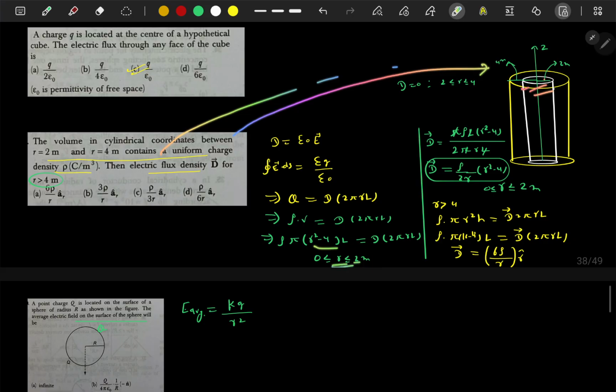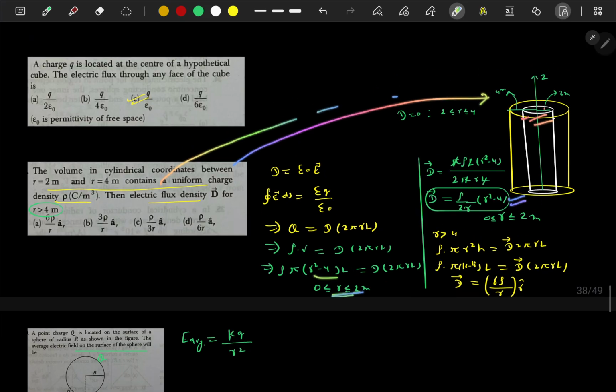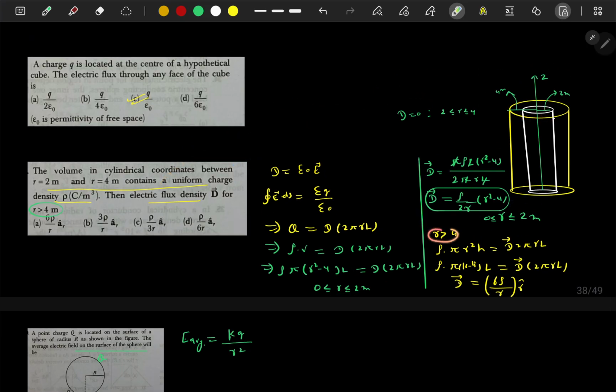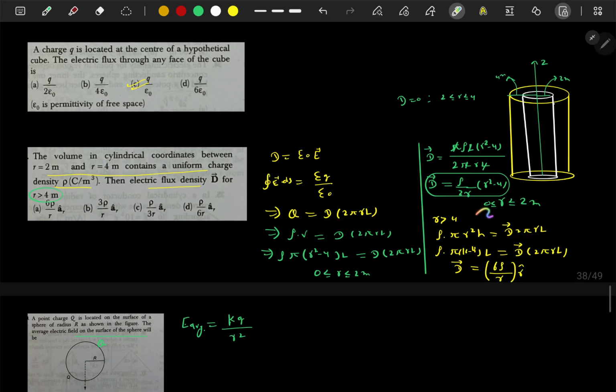So when you put this for 0 to 2 meter, you are having the exact answer like this. But the question is asking about the distance of a point which is situated at r greater than 4. So how will you calculate for this point? Just repeat this process, rho into pi r square h into d into 2 pi r n. So rho pi, what is r square?